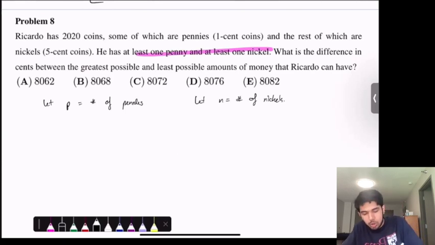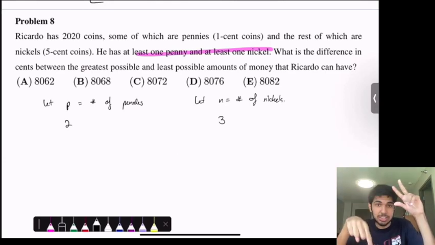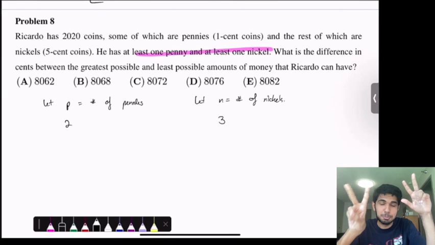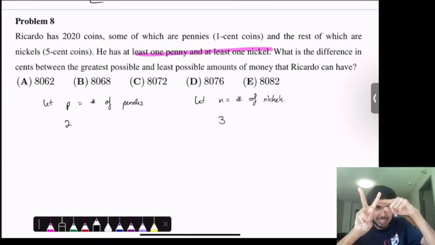Suppose he had 2 pennies and 3 nickels. Well, we can count this by hand. Each nickel contributes 5 cents. So 5 cents, 10 cents, 15 cents. He only has 3 nickels. And then each penny contributes 1 cent. So we started with 15, and this would be 16, 17.